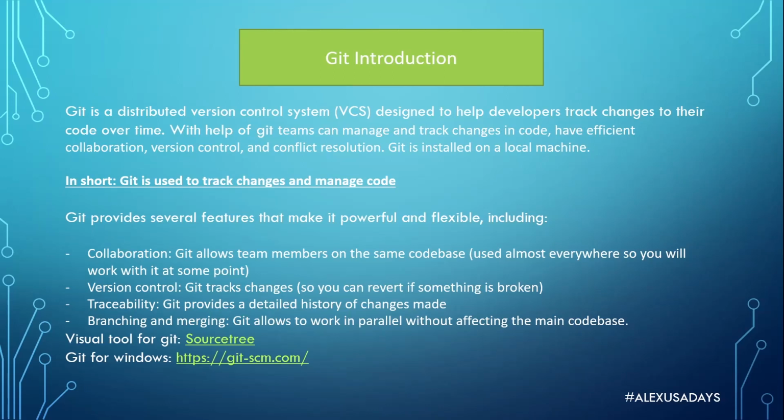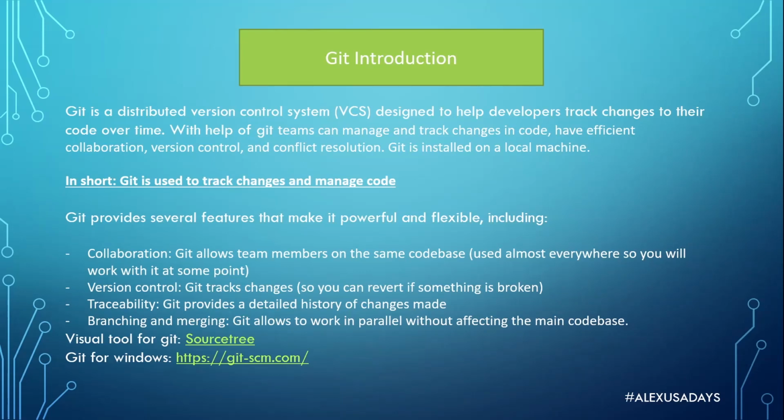Git provides several features that make it powerful and flexible, including collaboration. Git allows team members to work on the same code base. It is used almost everywhere, so you will have to work with it at some point. So it's important to understand the tool. If you go into tech, even as a QA engineer, you will have to deal with Git at some point.